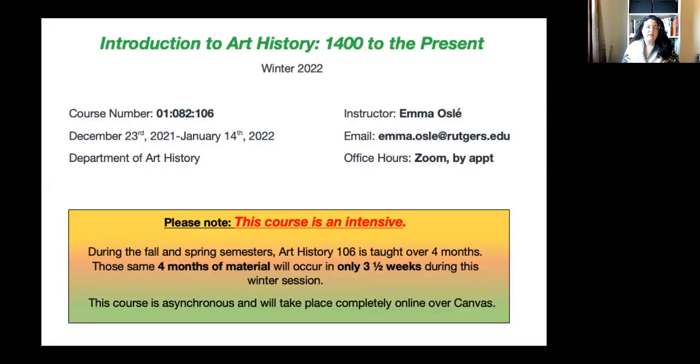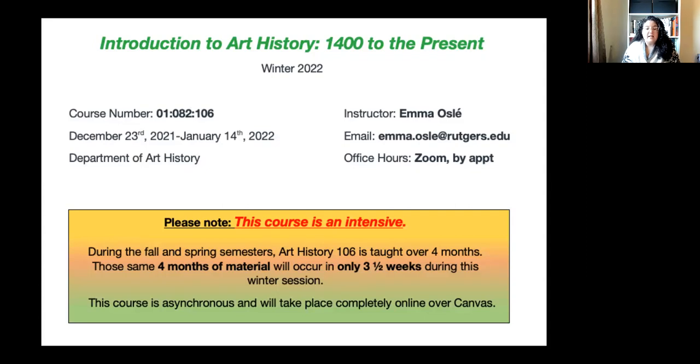So I'm not going to go through the entire syllabus because it's there for you to look at yourselves and go through and get all that wonderful information. But I do want to go through some of the most important parts. So you'll see here that we have a very, very short winter semester. It's just over, or maybe just under 3.5 weeks. We go from December 23rd to January 14th this year.